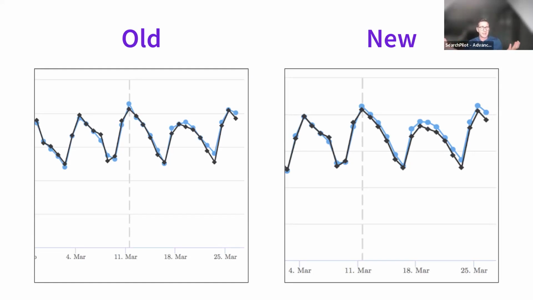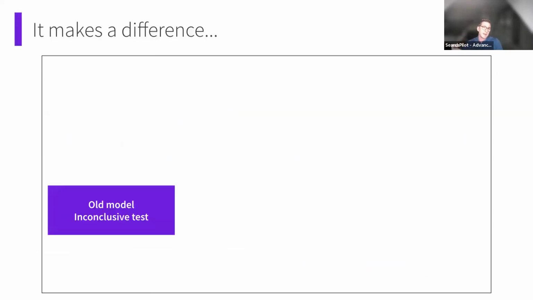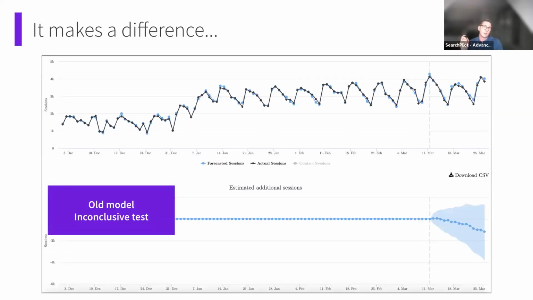So this is the same test being run through 2 different packages. One is the old version being run on causal impact. The new version has been run on our neural network model. And you might not notice much of a difference here, but it makes a massive difference to the outcome. So this is a test using causal impact. If you were to look at that data, the conclusion of that would be that it's inconclusive.